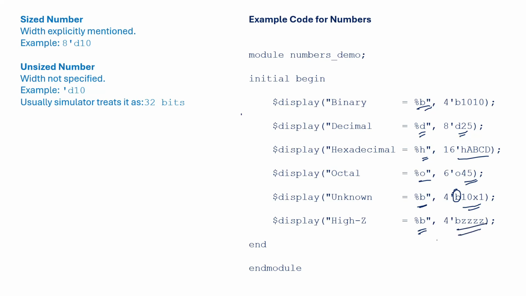Suppose in binary format, if you are taking 1 and x, you will get x only, or 1 and z, you will get z only. So that's why unknown values and z values, high impedance values, are given. You take the binary value representation, and the same value will be represented at the output side.